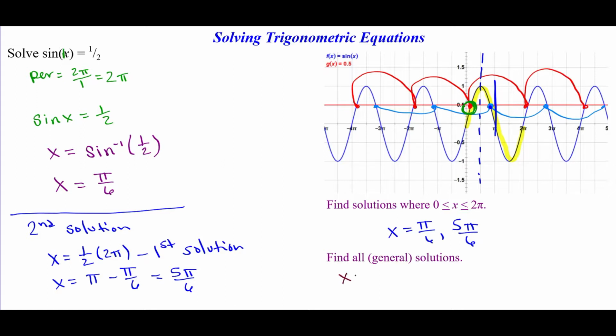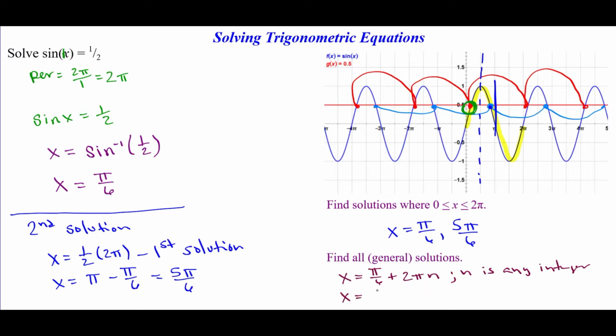So what we do is we say x equals pi over 6 plus 2 pi, which is my period, n, and we can say n is any integer. So that means we can add or subtract the period any number of times. If n is 1, we're going to add it once. If n is 2, we're going to add it twice. If n is 3, we're going to add it 3 times. If n is -1, we're going to subtract it once.